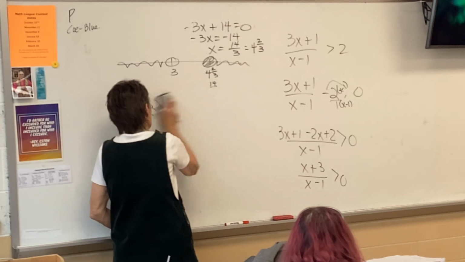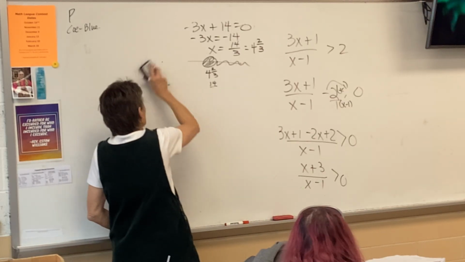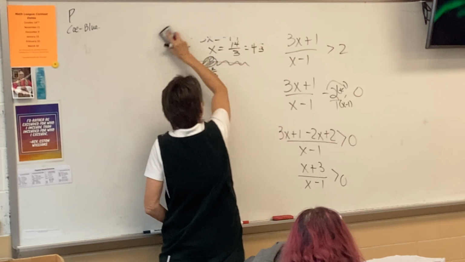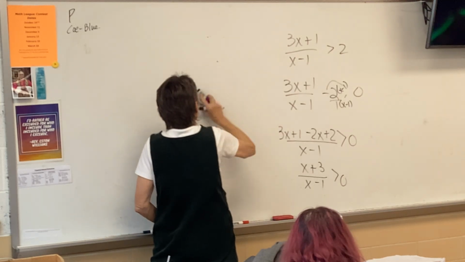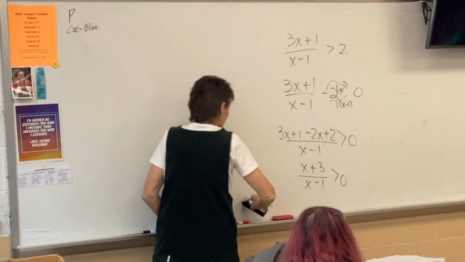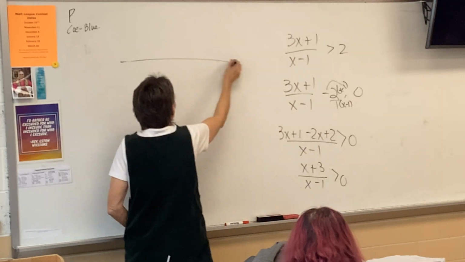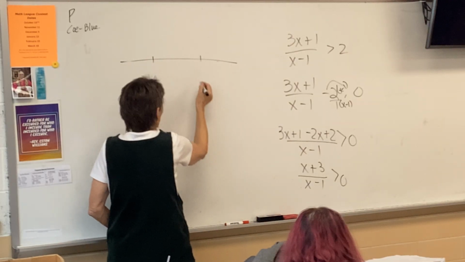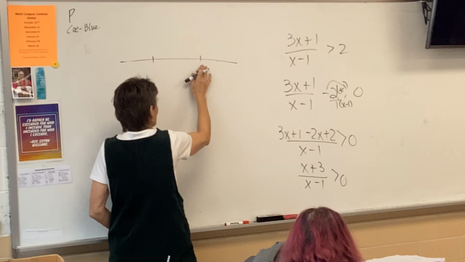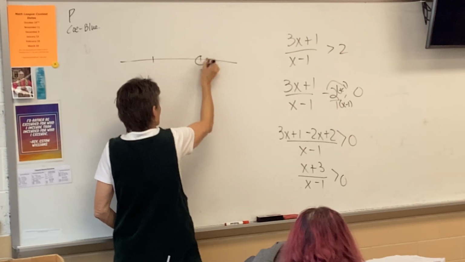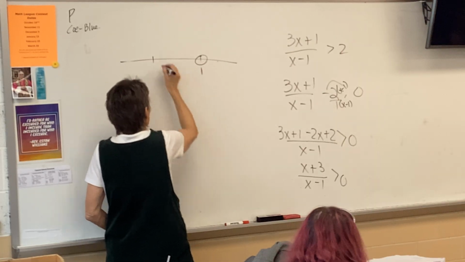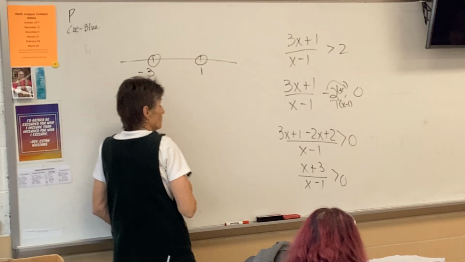Well, this one at least doesn't have the awful numbers in it. Can you tell where your dots are? You should have 1 dot from the top and 1 from the bottom. Can you tell where they are? One of them is at 1, and the other one is at negative 3.